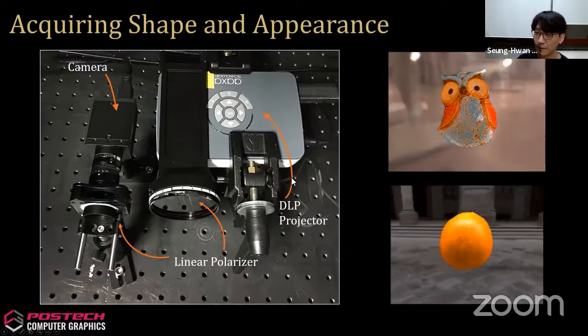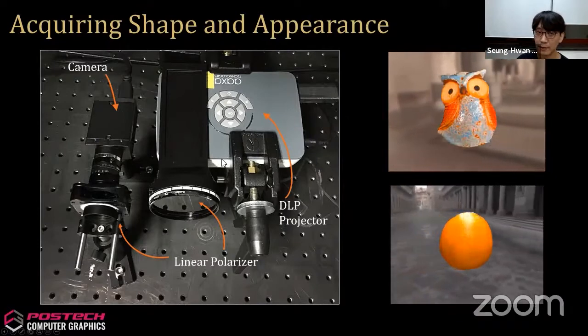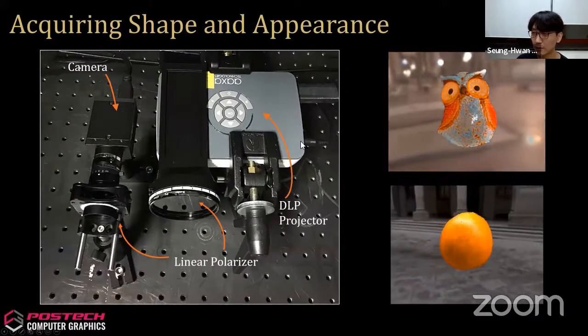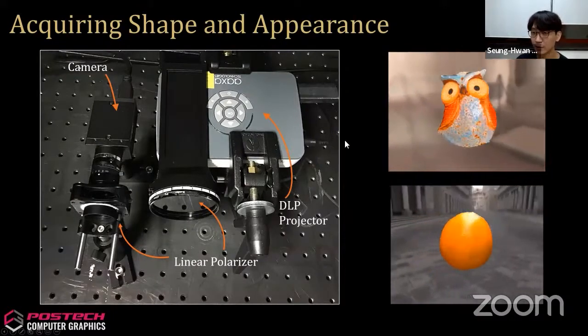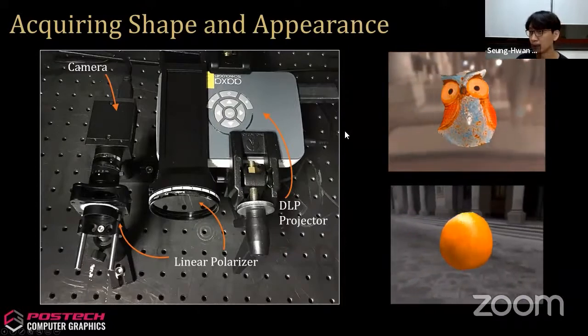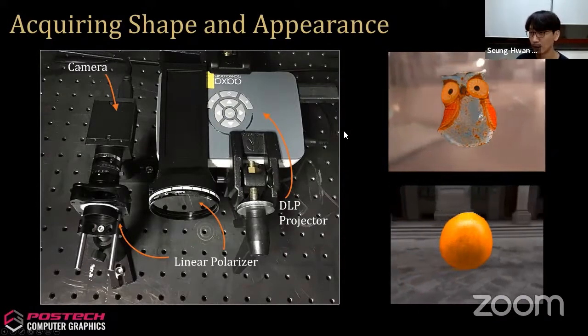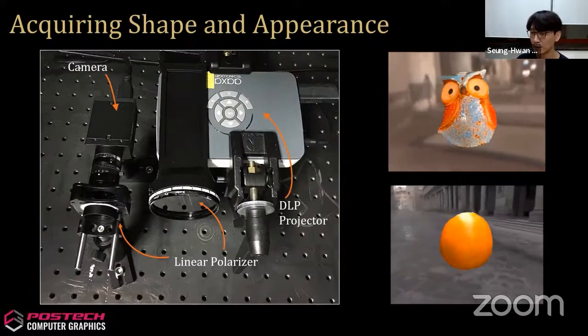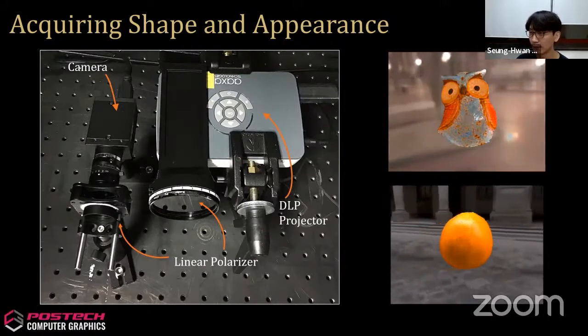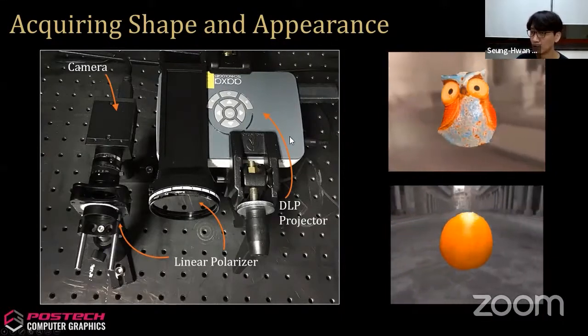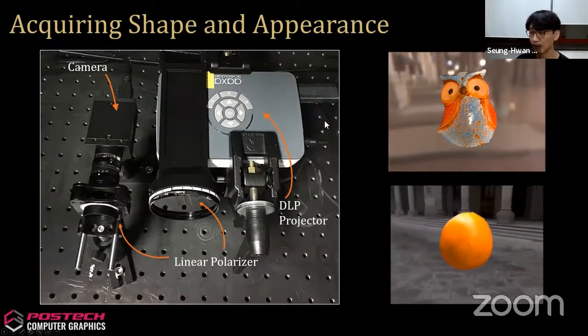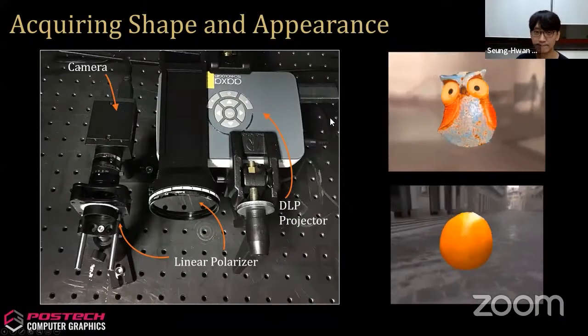Note that conventional methods for acquiring shape and appearance typically require capturing the object at different spatial positions and directions. However, our method enables this from a fixed viewpoint by making use of the additional information that we can gather from polarization.